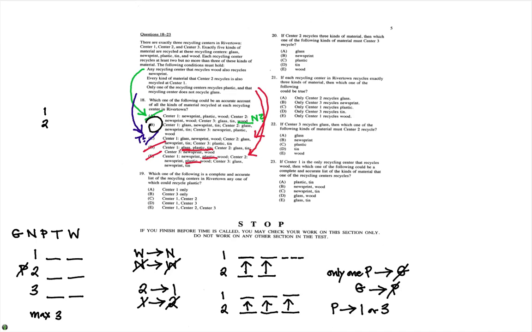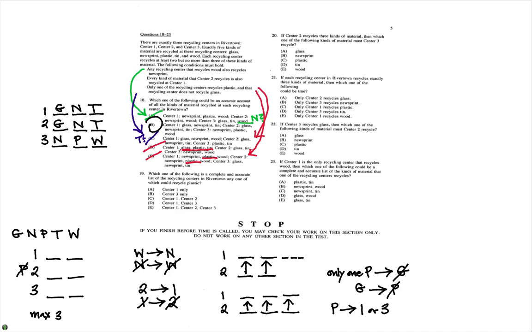The free hypothetical from answer choice B, just because we want to make sure that we have it going forward. It could be useful. And again, center 1 recycles glass, newsprint, and tin. Center 2 recycles glass, newsprint, and tin. And center 3 recycles newsprint, plastic, and wood.